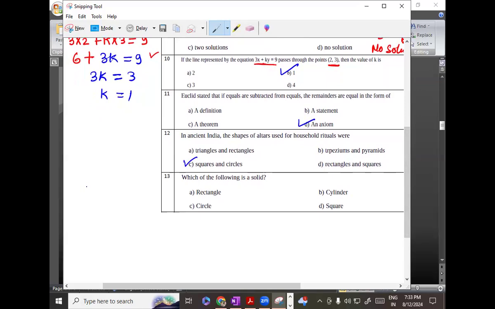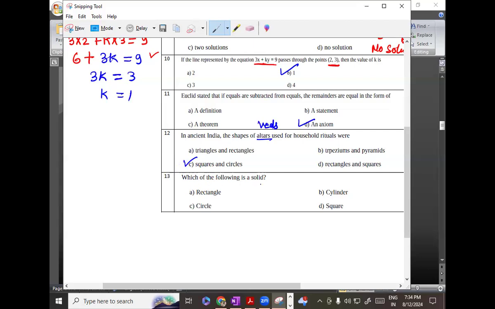Because in ancient India, square and circular altars were used for households. The geometry of the Vedic period originated with the construction of altars, meaning Vedis. Altars means Vedis. Then square and circle is connected.